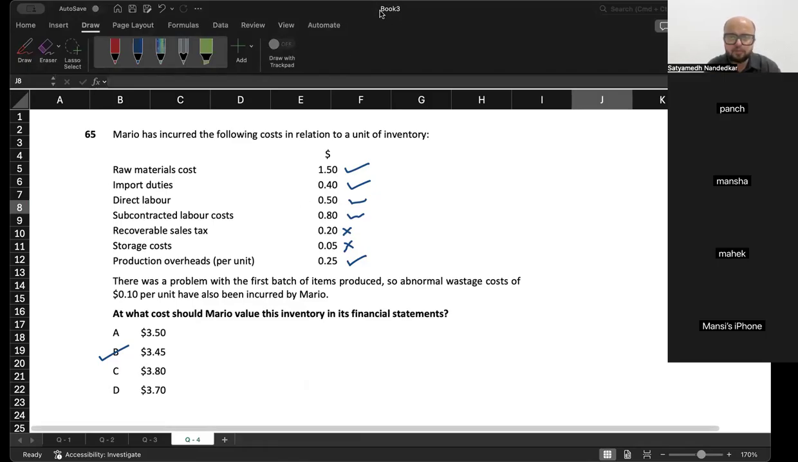Should we consider this abnormal wastage cost? No, abnormal wastage cost is never considered. It is specifically excluded. It's not connected with production, right? It's not. Also, it is not incurred necessarily every time. No, this is a one-off cost. It's not incurred every time.